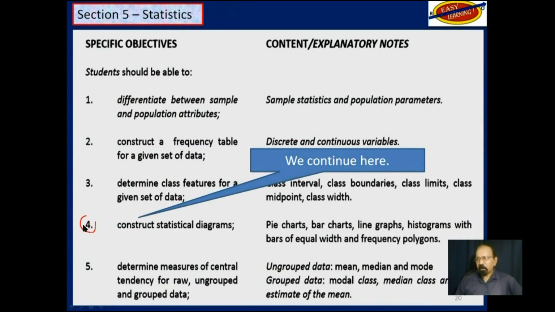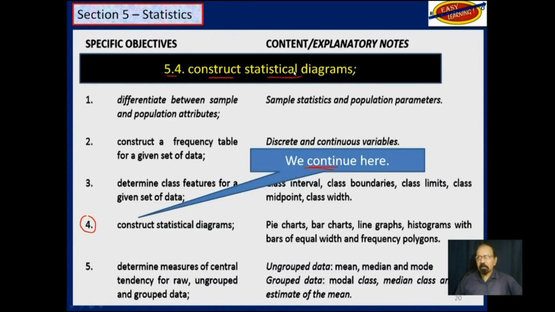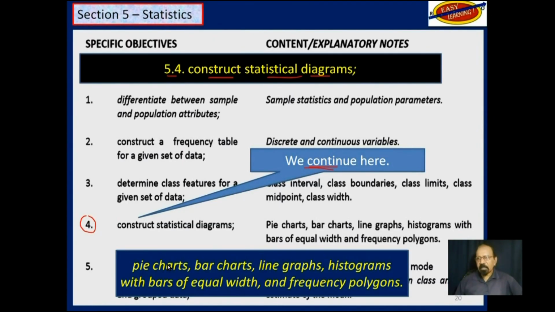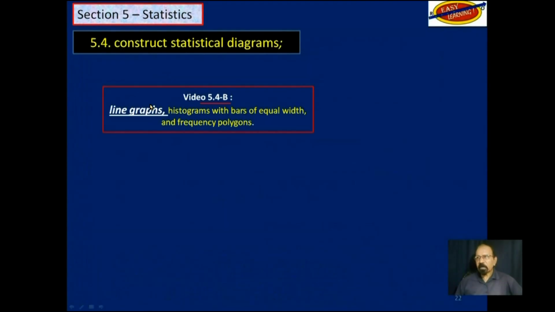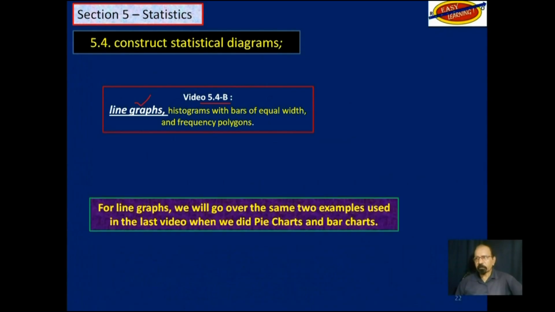So we are here, objective 4, we continue, construct statistical diagrams. The statistical diagrams that CSEC requires for you to know about are pie charts, bar charts. We did that in the last video. Pie charts and bar charts were done in the last video. Now this is part B of this objective. We are going to look at line graphs, histograms with bars of equal width and frequency polygons. So let's look at line graph first.